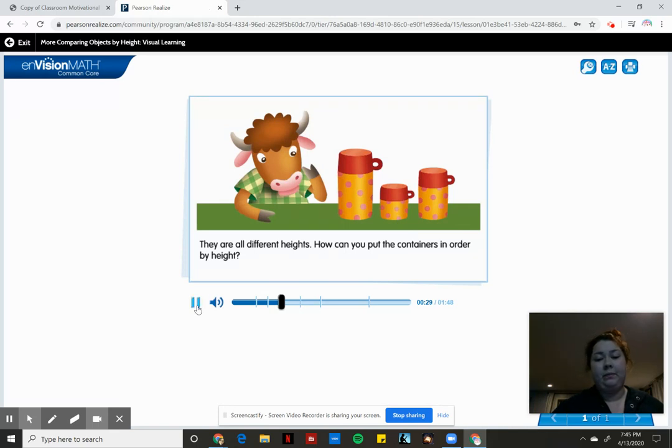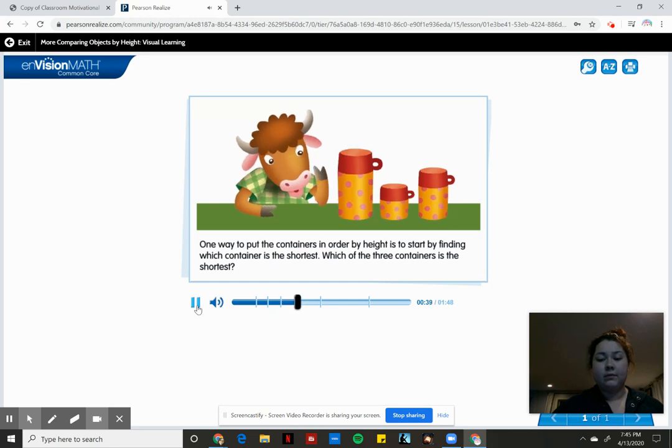Let's help him. One way to put the containers in order by height is to start by finding which container is the shortest. Which of the three containers is the shortest? So scholars, the way that we could show our reasons is saying which one has the smallest or shortest height. That's how we know which one's the shortest. So scholars, point on the screen. Which one do you think is the shortest? The container in the middle is the shortest.